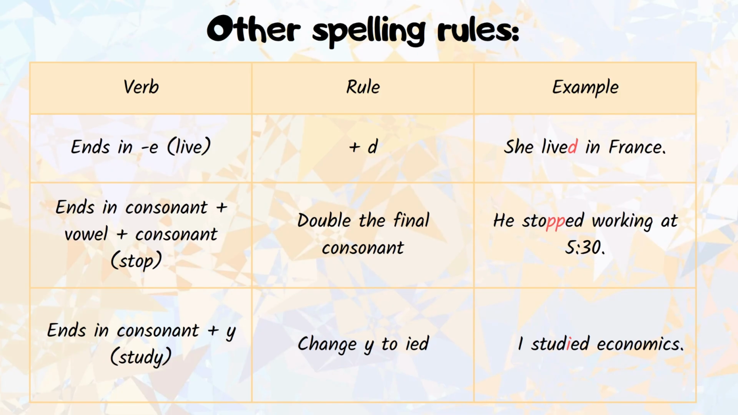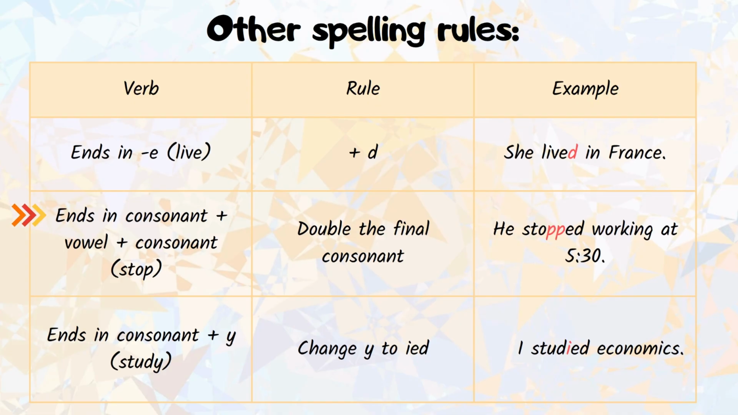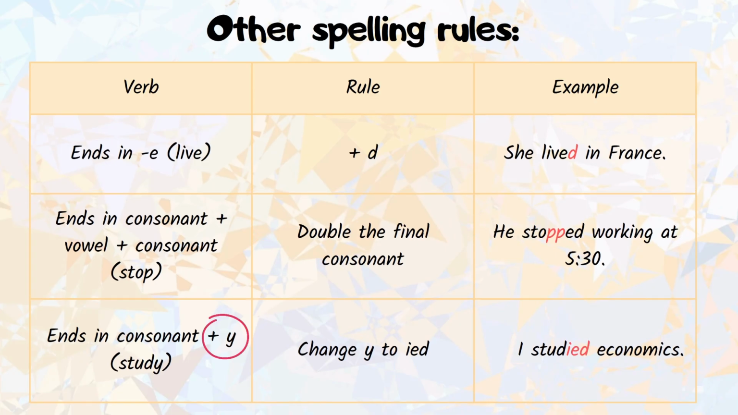To begin with, the verbs which end in e, like leave, add only d. For example, lived. The next rule is for the verbs which end in a vowel and a consonant, like in stop. In this case, we have to double the final consonant. He stopped. And the last rule is for the verbs which end in a consonant plus the letter y, like in study. What we do is change y into ied, and we have I studied.